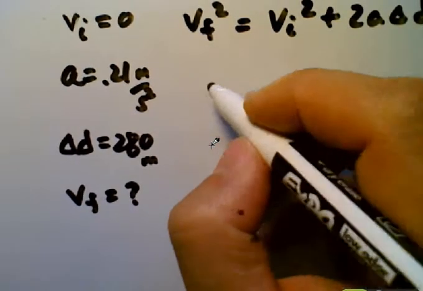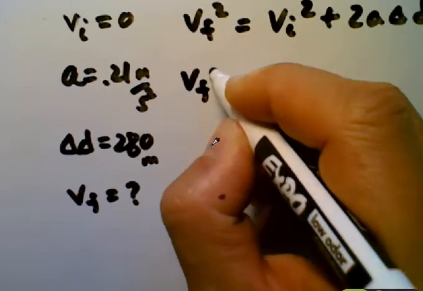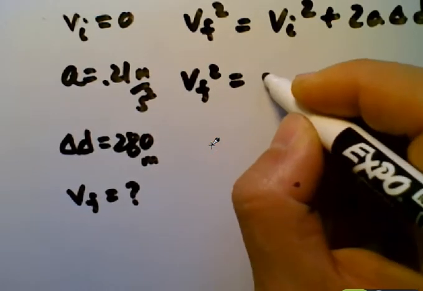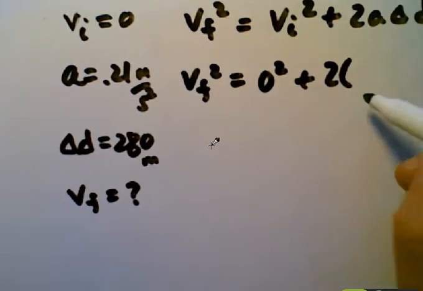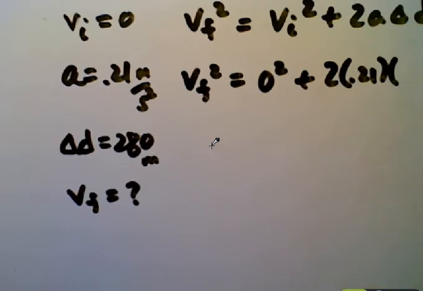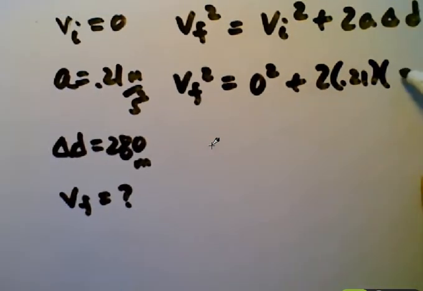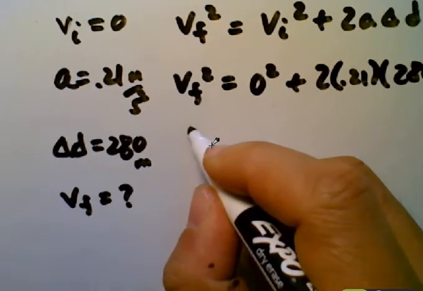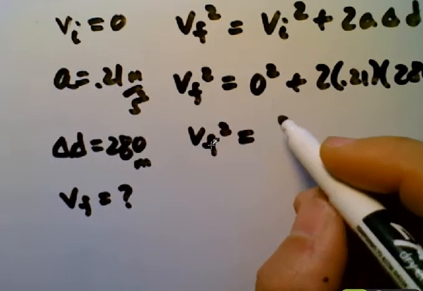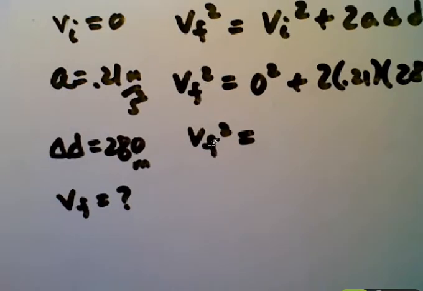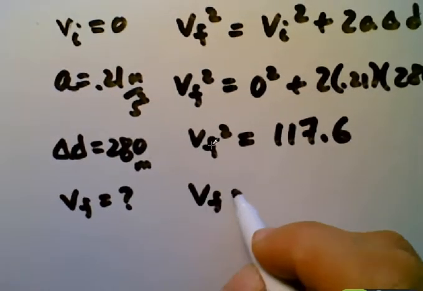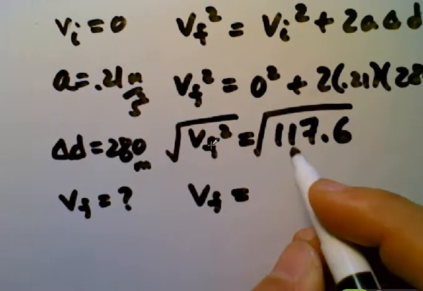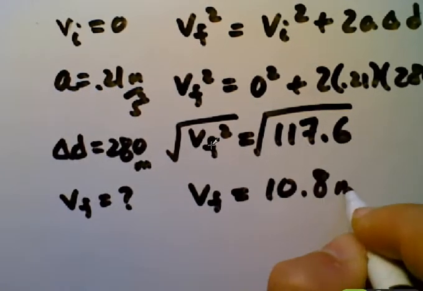And then we're going to substitute any numbers we have. We don't have a number for VF. We have 0 for VI. A is 0.21. And delta D is 280. So VF squared is equal to, we enter that into the calculator, and that'll give us 117.6. And to solve for VF, we're going to square root both sides, and that'll give us 10.8 meters per second.